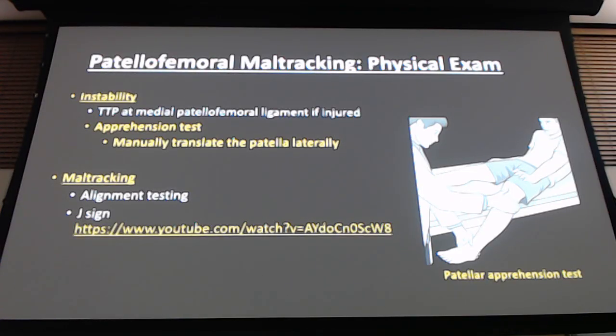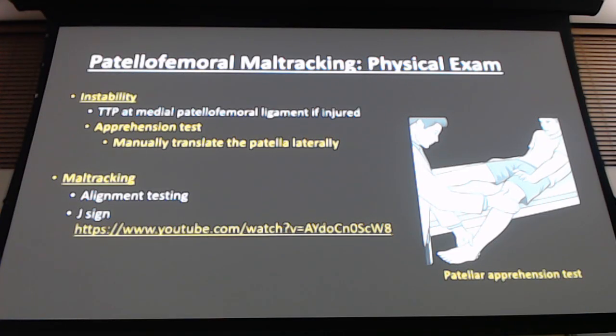Okay, so when you click on that or copy and paste it, there's a video. You can watch what a J sign is. A J sign is, and again the video does a better job of showing it, basically as the patient is flexing and extending their knee, if they have patellar maltracking, not a dislocation, right? This is found under maltracking. It's not found under instability. So you're not going to be doing that test if they just dislocated, right? Unless you want to relocate them and cause them pain.